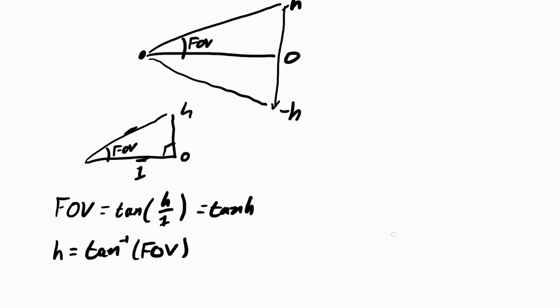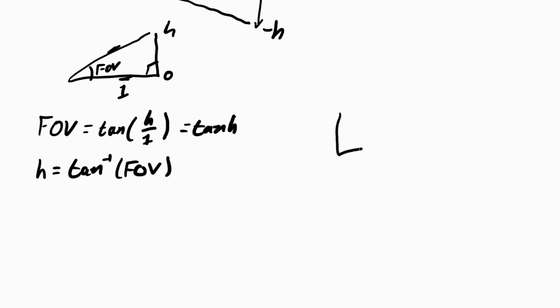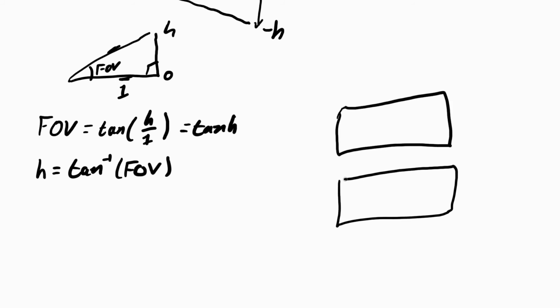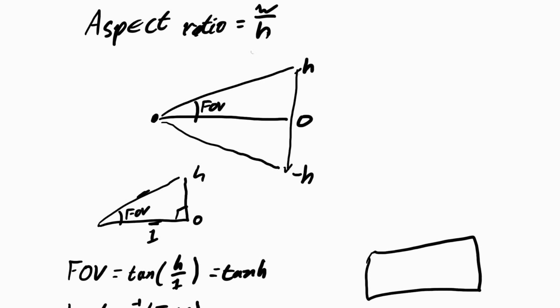But we also need the width. Now, we want it to match the dimensions of the pixel. That is, we want its width and height to have the same aspect ratio. Otherwise the image will look stretched, and we don't want to have to do that. And as we set up here, the aspect ratio is the width divided by the height. So the width is just the ratio times the height.